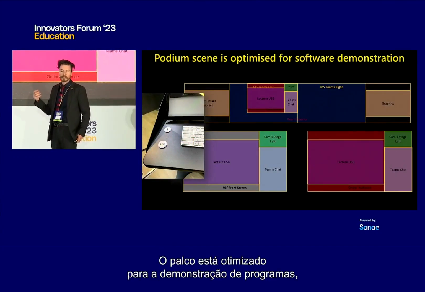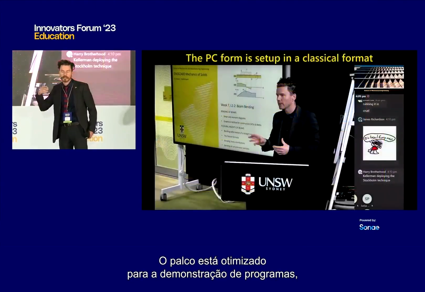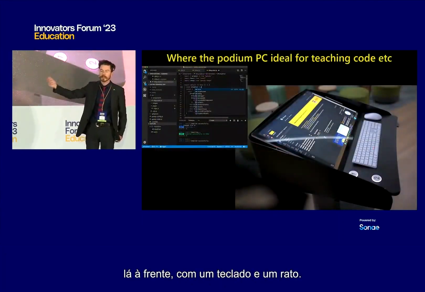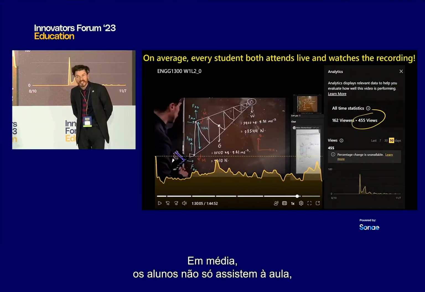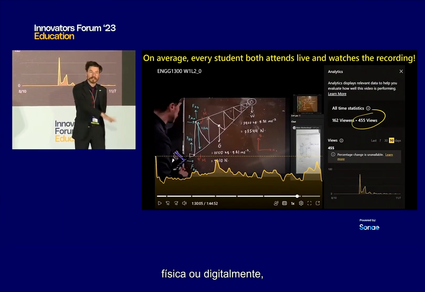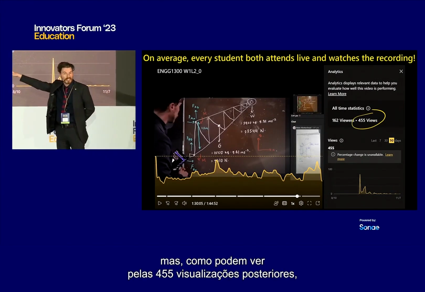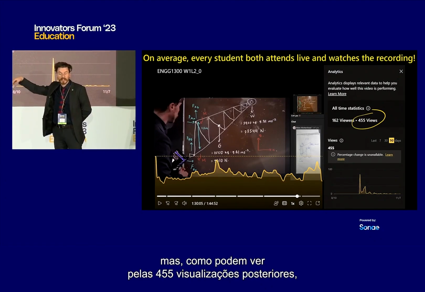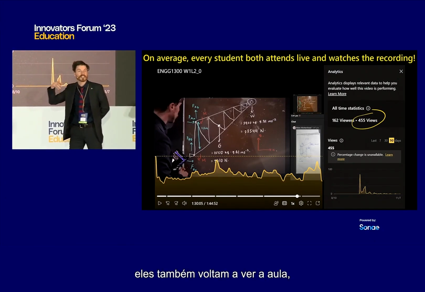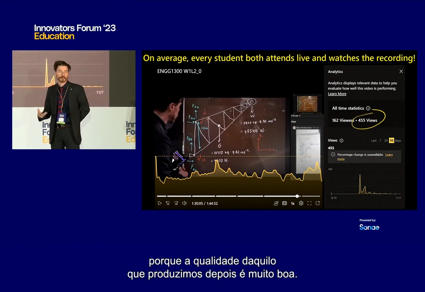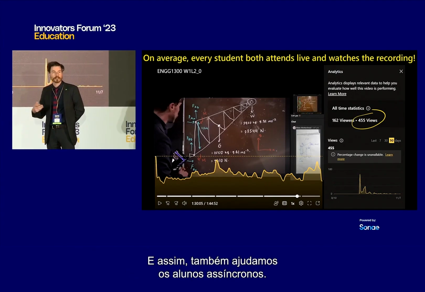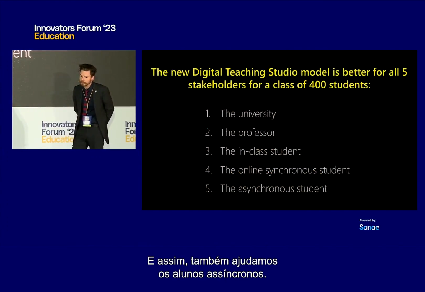The podium scene is optimized for software demonstration where we might do coding at the front with a keyboard and a mouse. And on average, every student is not only attending the class, whether it be physically or digitally, but you can see there 455 views after in the telemetry that on average they're then re-watching the class because the quality of what we produce afterwards is so good. And so we are also serving the asynchronous learner.